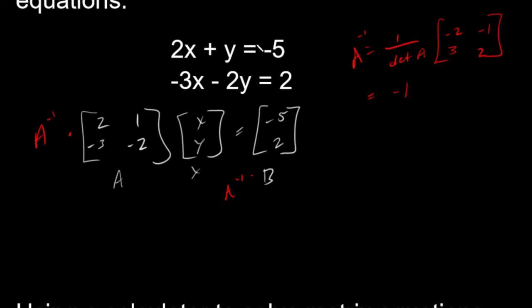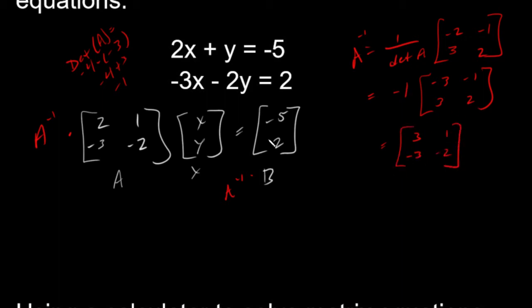So your determinant of A is equal to negative 4 minus negative 3, which is negative 4 plus 3, which is negative 1. So it's 1 over negative 1, which is negative 1, and then that distributes into each of these things. So when you distribute that in, this becomes positive, this becomes positive, this becomes negative, and this becomes negative. So there's your inverse. So that's really what we're multiplying by.